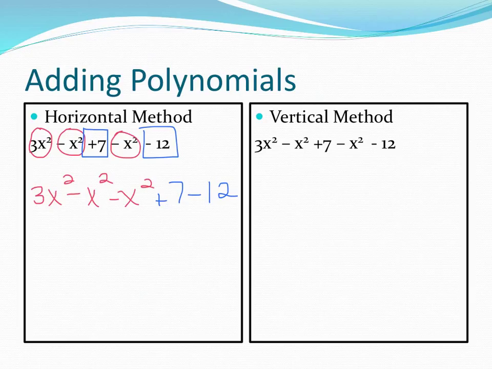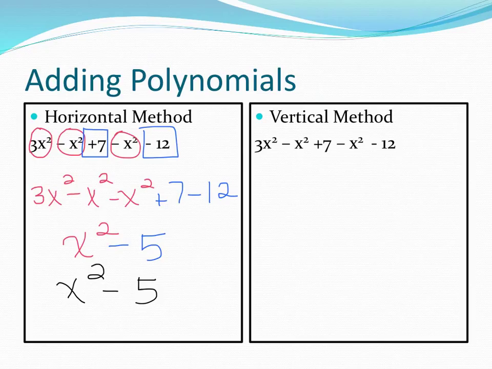So now let's combine all of our red terms. 3x squared minus x squared is 1x squared. And remember, you're adding and subtracting coefficients only. And then let's go to the blue terms. Plus 7 minus 12 is minus 5. So therefore, when we add those polynomials, we get x squared minus 5.